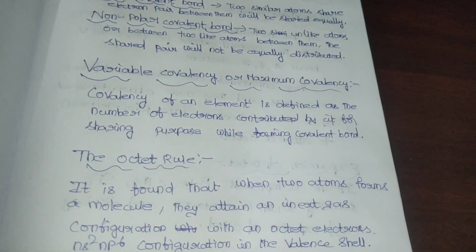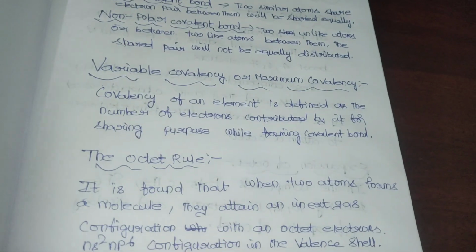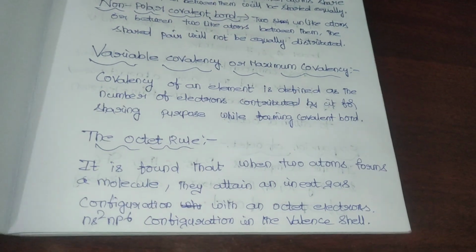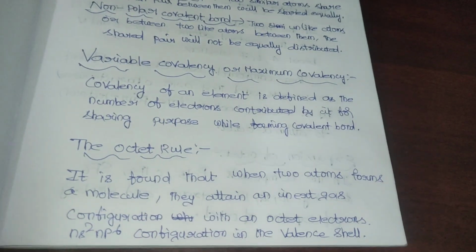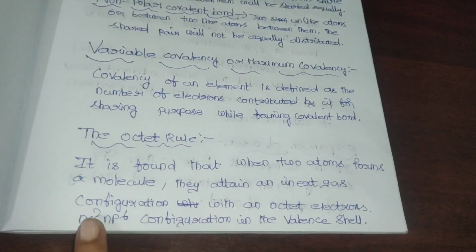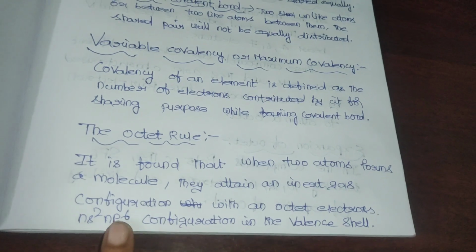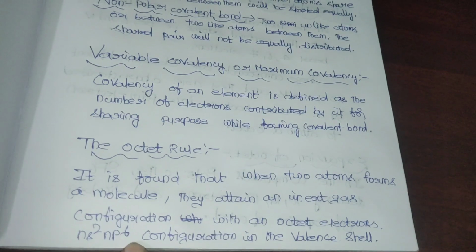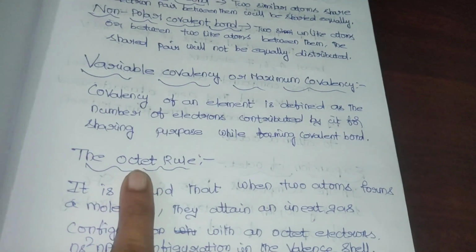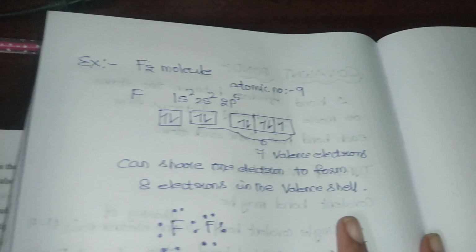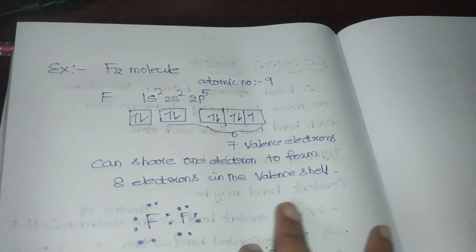So when two atoms combine to form a molecule, because of sharing, the outermost shell will have 8 electrons and it will attain the nearest inert gas configuration. The general configuration is ns2 np6, so 8 electrons in the valence shell. Because it is attaining 8, it is called an octet. Octet means 8. This is the octet rule. We will see the octet rule with an example.